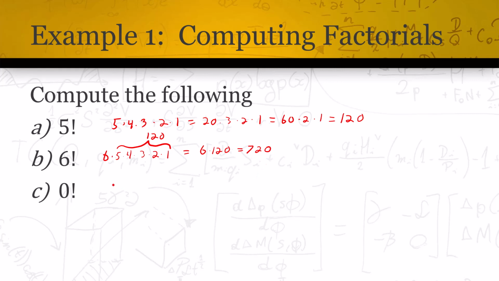0 factorial. Well, 0 factorial based upon our definition makes no sense, but we define 0 factorial as being equal to 1. And the next one is 69 factorial. I cannot do that by hand. That would be 69 times 68 times all the way down to times 2 times 1. I can't do that. But that's okay. That's why we have calculators.